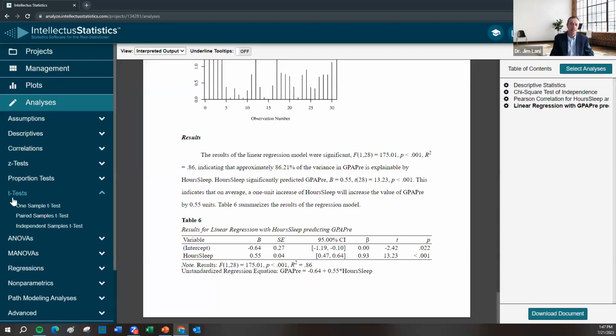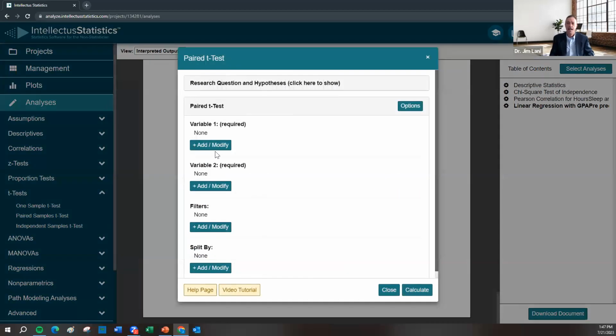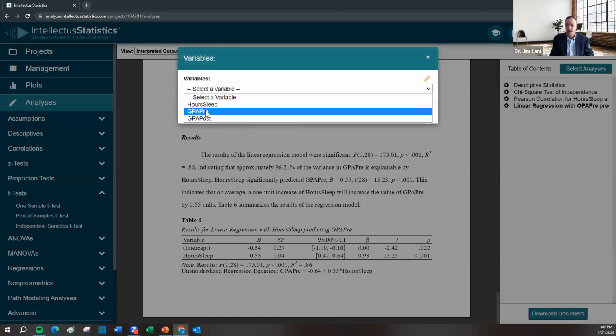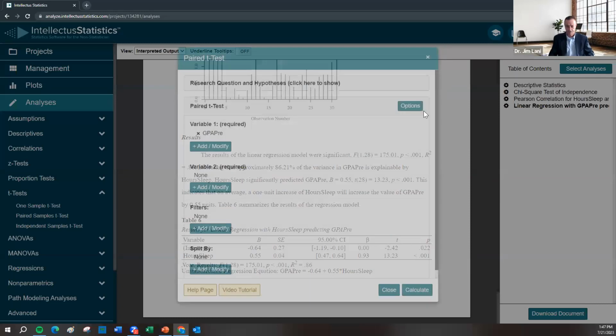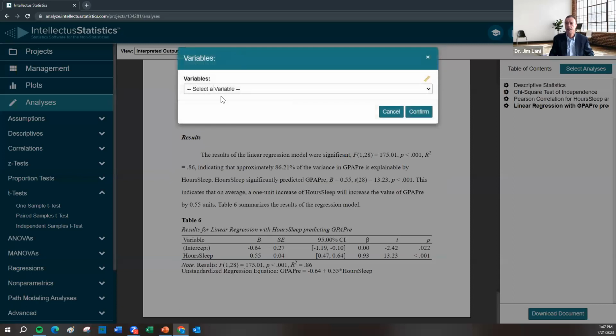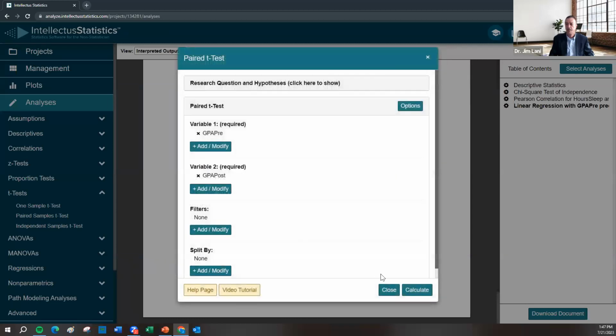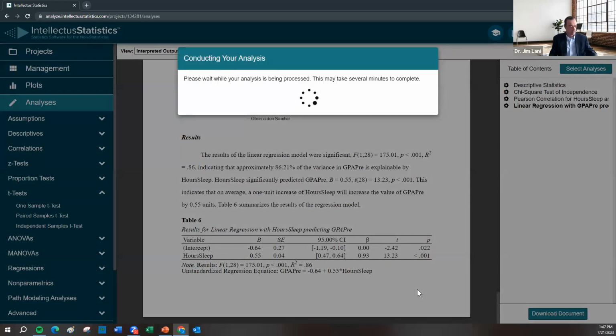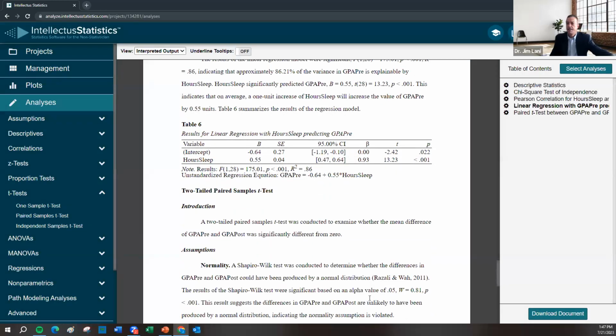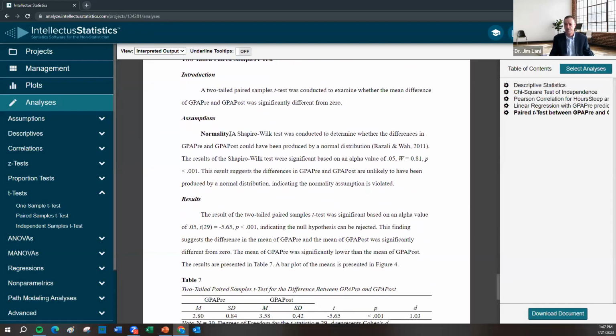For a paired t-test, I go to t-test and I go to paired samples. I go to variable 1, which is required, and I want GPA pre. I go to variable 2, GPA post. You can see these are both scale variables. Hit confirm, put in my variables, great, and then I hit calculate. And here are my paired sample t-test results.